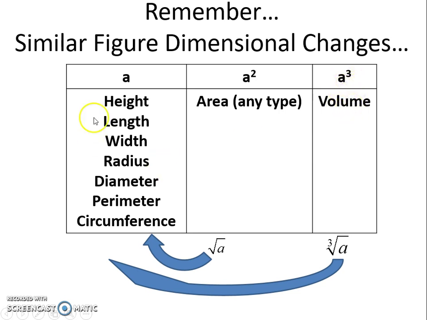So if I want to get the height, length, width, radius, diameter, perimeter, or circumference from the area, then you're going to do the square root of A. That will take you back, working backwards, and it will give you this measurement. If I have the volume, you just do the cube root of that scale factor, and it will give you this measurement A. So you do the square root to get this, and the cube root to get that.